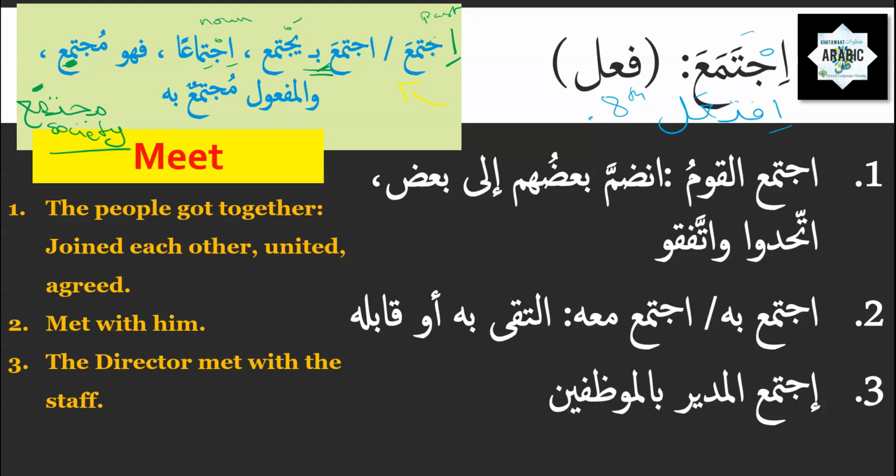Then you have مجتمع به, and it's an object. It's gathered around it or about that topic. The examples we have here are اجتمع القوم. اجتمع القوم. The people got together.